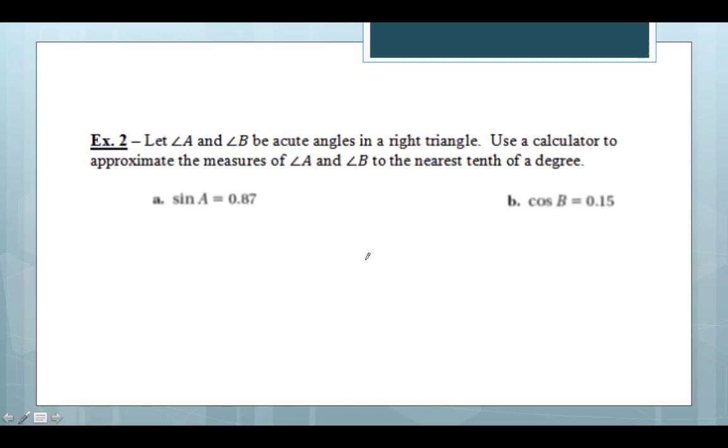All right, this one tells us that angle A and angle B are acute angles in a right triangle. If it helps, feel free to draw a picture.